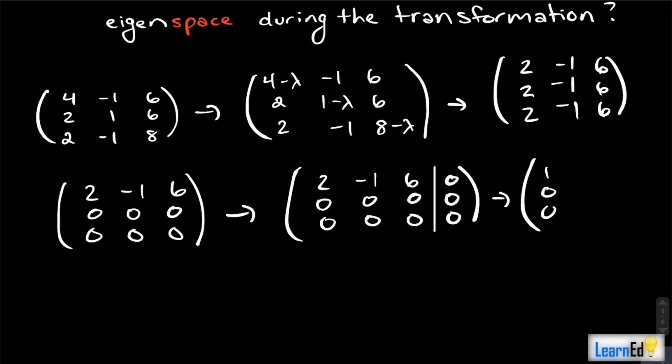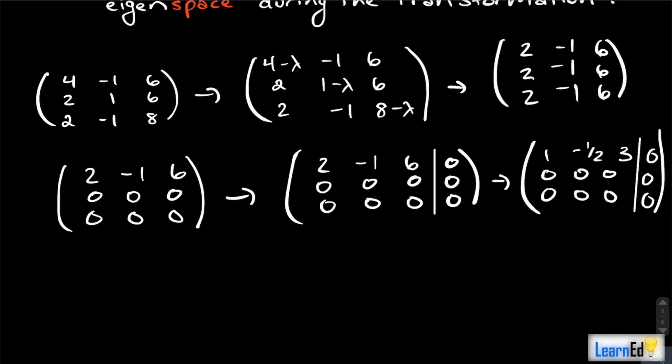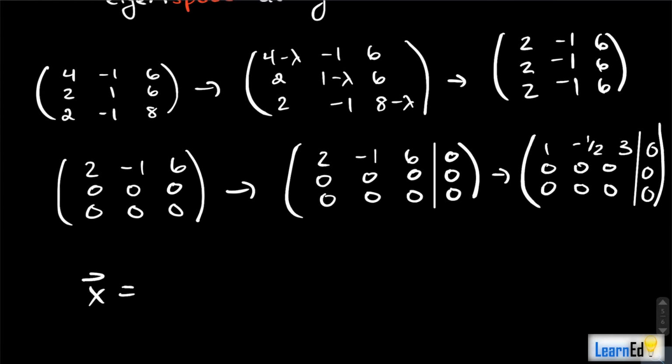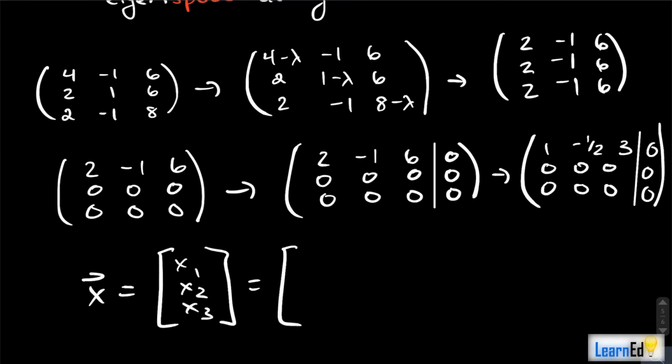So now we can just scale down. We get a -1/2 here. We get a 3 here. Okay, and now we get that our x is equal to, well, remember, this is going to be x1, x2, x3. We're dealing with something in R3 here. So we can write x1 as 1/2 x2 minus 3 x3. Sorry, this is not x squared, it's x2. And then we'll have x2 and x3 because both of those things are free.